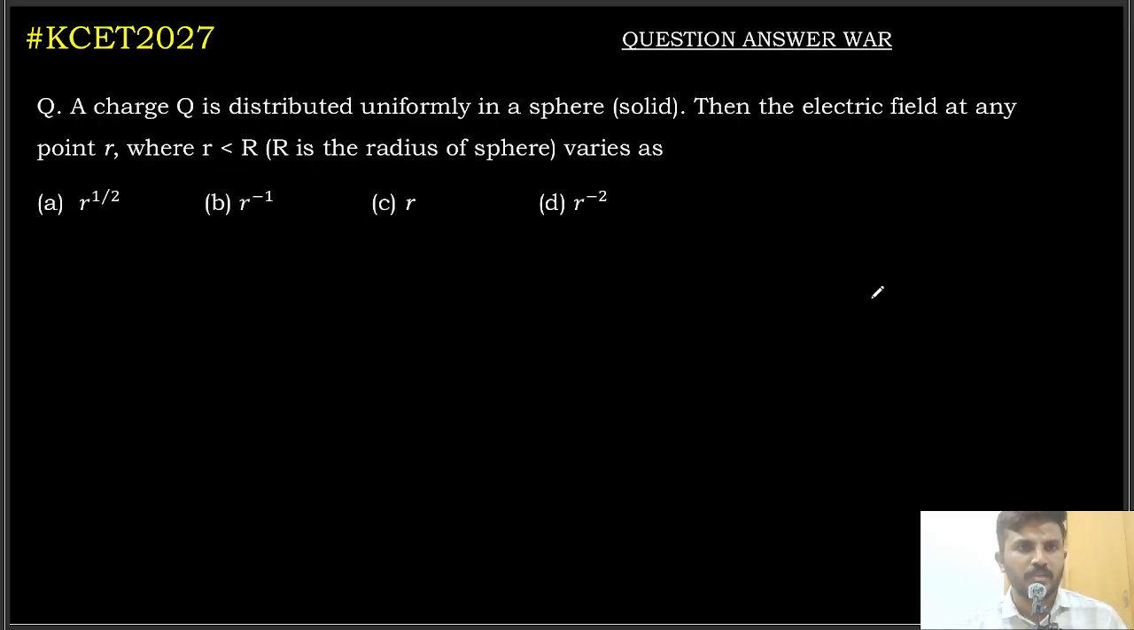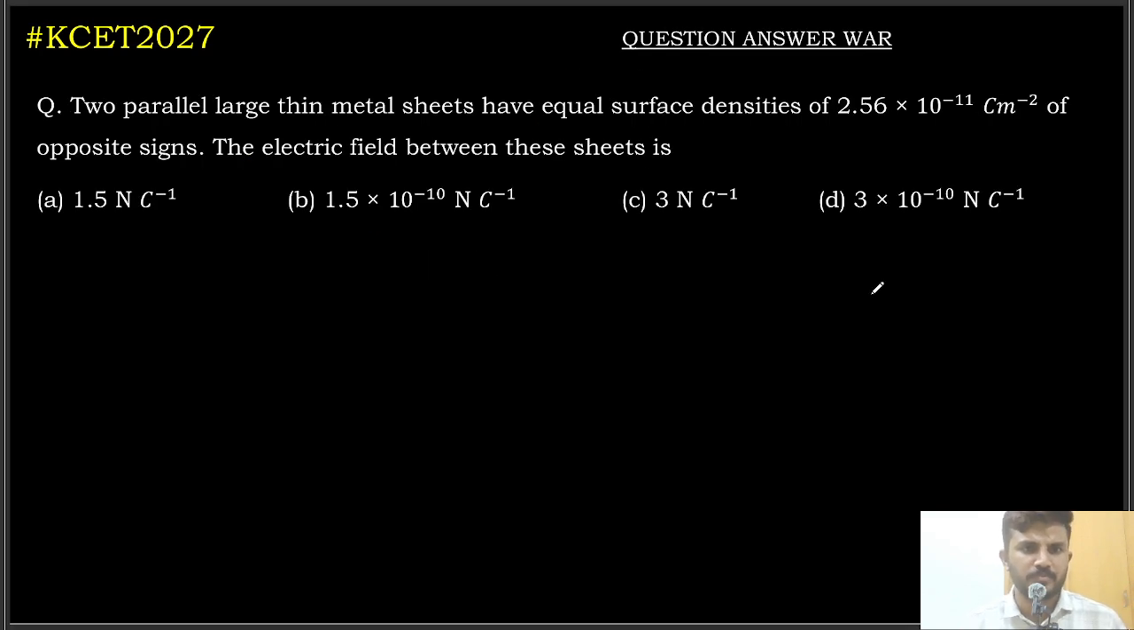Next we have a charge q distributed uniformly on a sphere. If you consider a sphere here, then the electric field at any point r less than R is... Actually here a solid sphere is given, but they have not mentioned whether it is conducting or non-conducting. Let us consider it is a non-conducting sphere. For a non-conducting sphere, electric field is directly proportional to r. So that's why I'll go with option C. Correct, no?